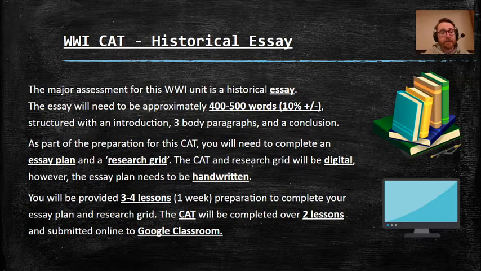As part of your preparation for this CAT, instead of just giving you a blank piece of paper and saying go write an essay, we're going to do a bit of planning, a bit of preparation, and take you through it one step at a time. As part of your preparation for this CAT, you will need to complete an essay plan and a research grid. The CAT and the research grid will be digital, so that was probably going to be the second question asked: are we writing this by hand or submitting it online? The CAT will be digital, so you'll be typing that up. The research grid will be digital, and I'll talk about what that is in a moment.